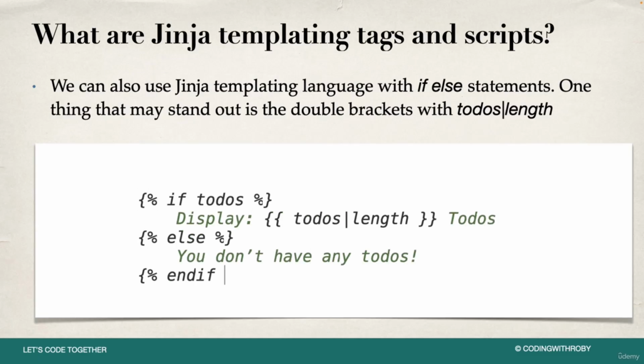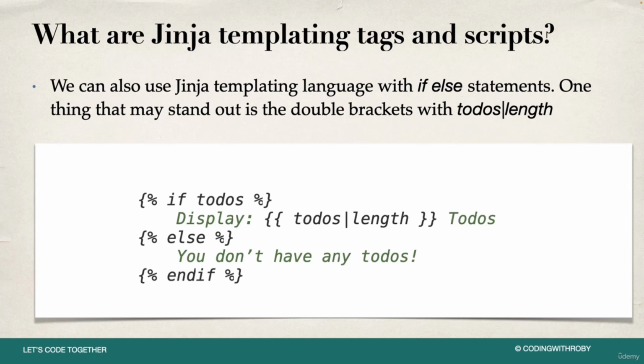So here we can see that it's going to be 2 brackets, 2% signs for if to-dos. And then we can say display. That's going to just be normal HTML. We're going to display something. But here we can do 2 brackets that says to-dos length. Now that's how you print the length. So if there's like 5 to-dos, we'll print 5 here in Jinja.